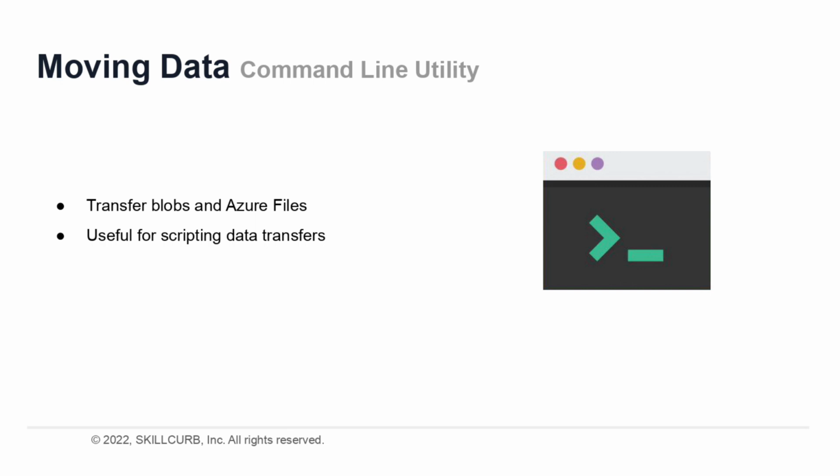Overall, AZ Copy is a command line utility for occasional data transfers. Specifically, AZ Copy is a downloaded application which integrates with your command line environment. It is available to transfer both Blob and Azure file storage types. Since it is a command line utility, it is especially useful for automated scripting routines, which can be integrated in both Bash and PowerShell scripts for different automated routines.